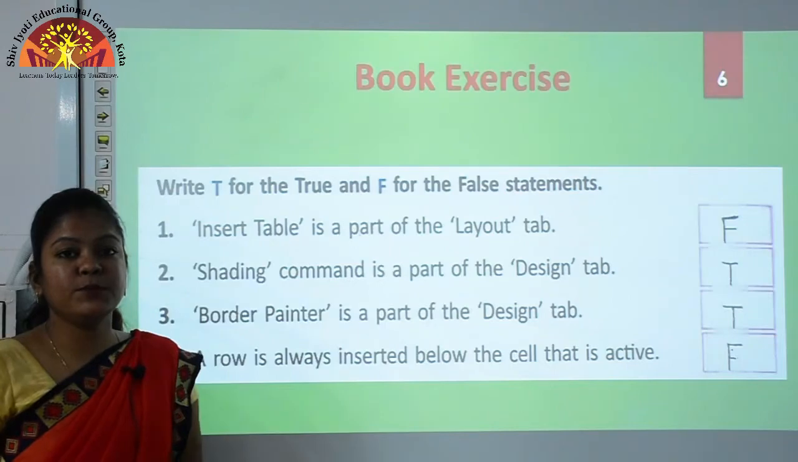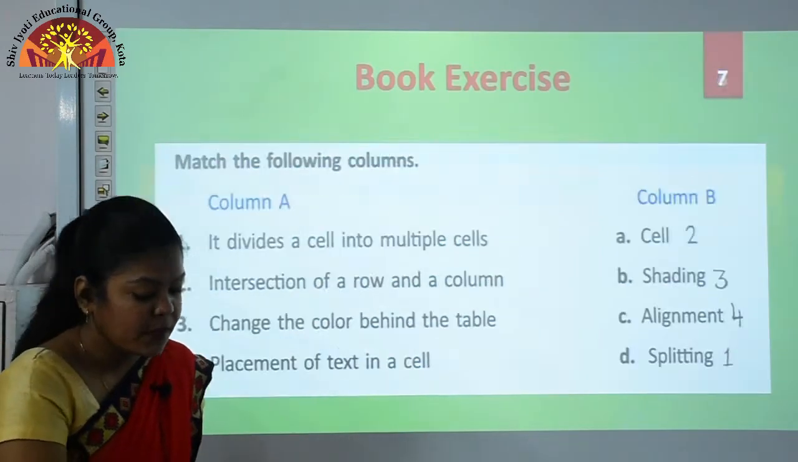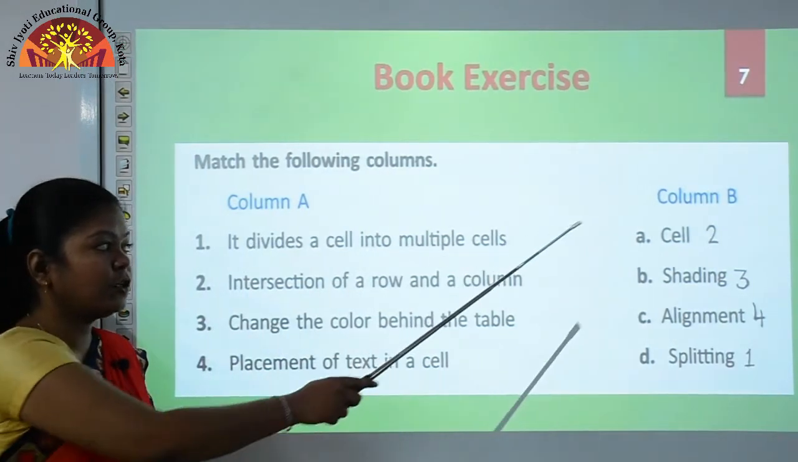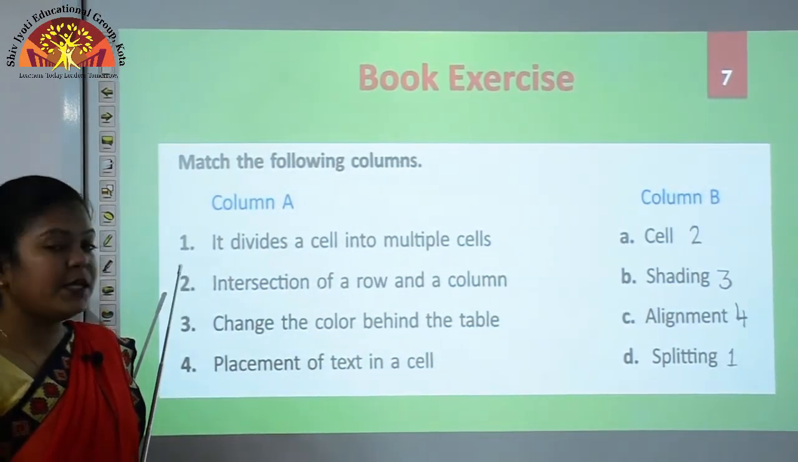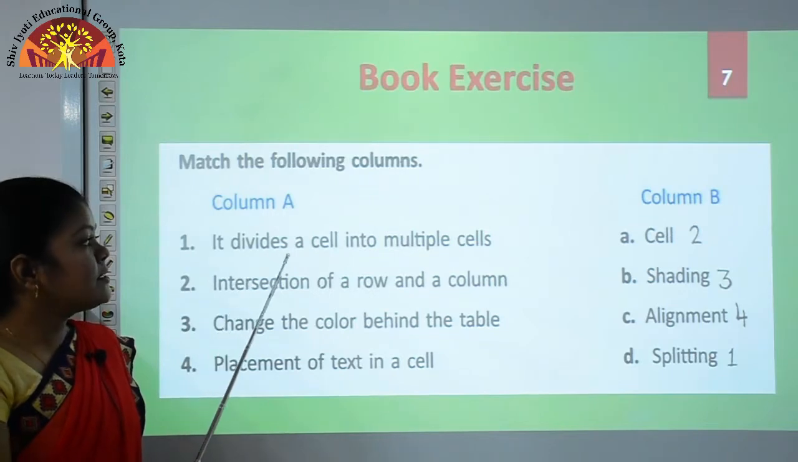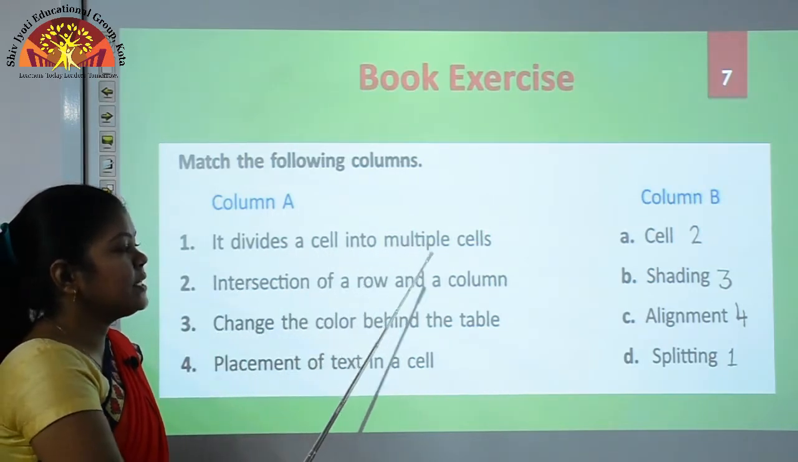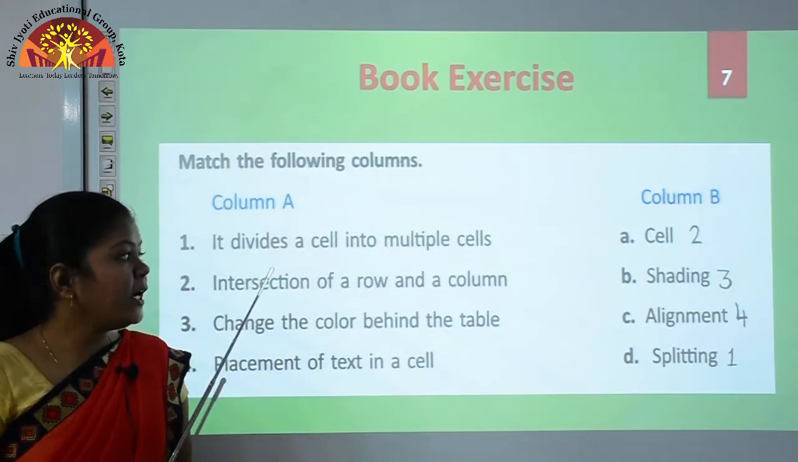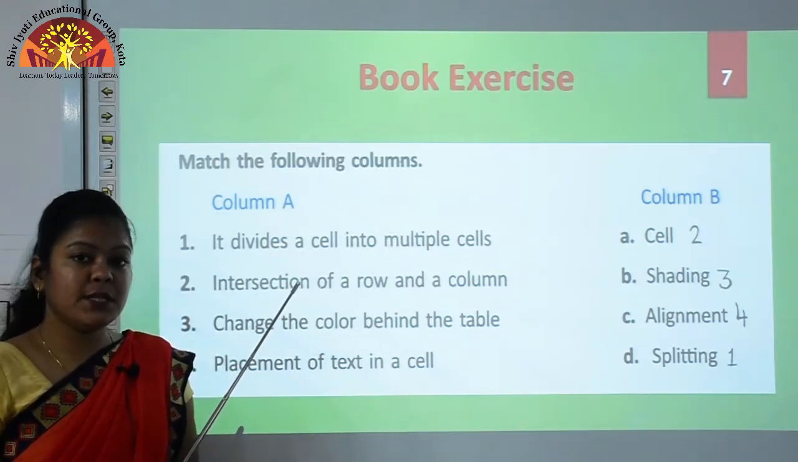Okay. Now we will move to our next exercise. Match the following columns. Here we have column A and column B. Our first matchup is, it divides a cell into multiple cells. It means we have to find out which option divides a cell into multiple cells.